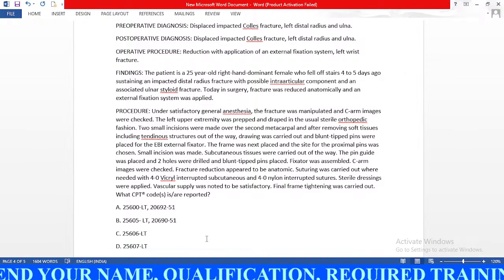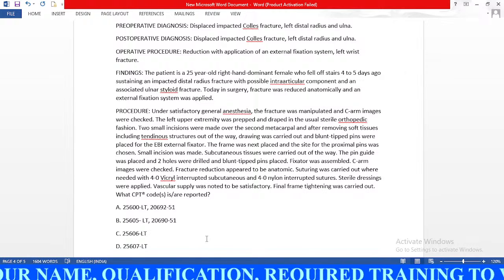So try to find the keywords first. If you find the keywords, you can write it very easily.